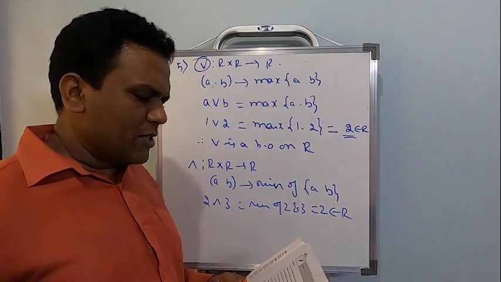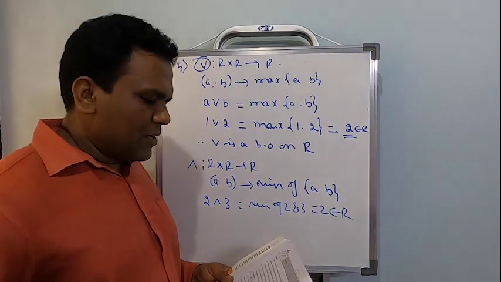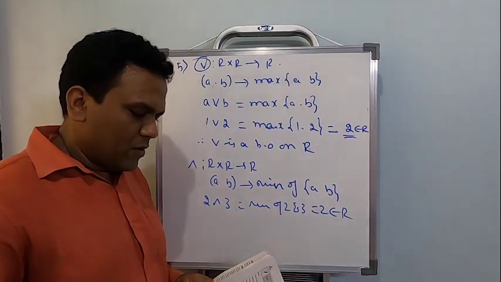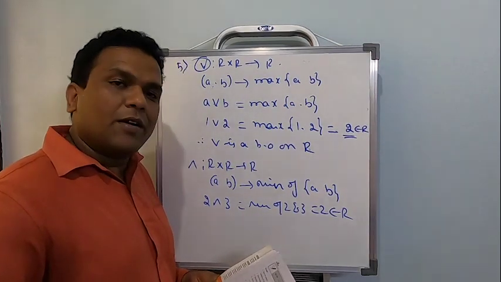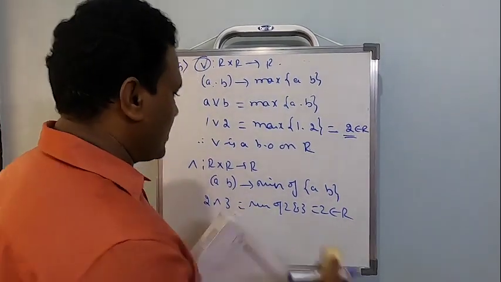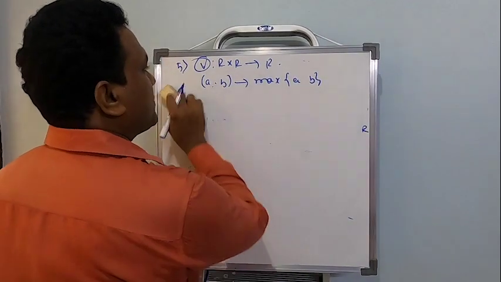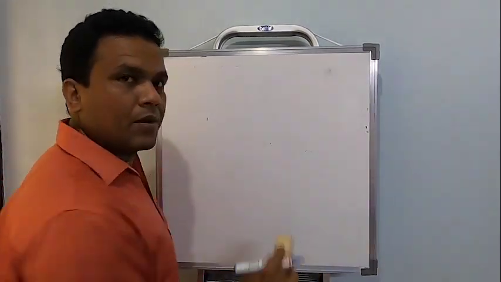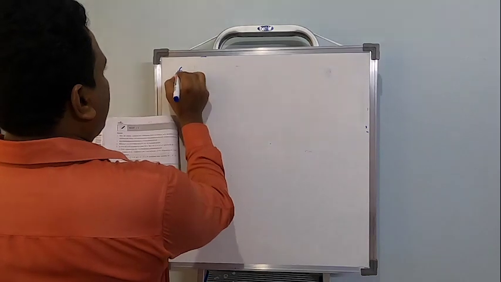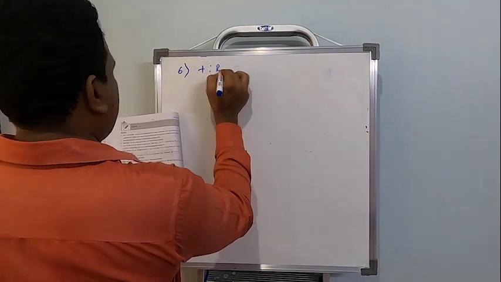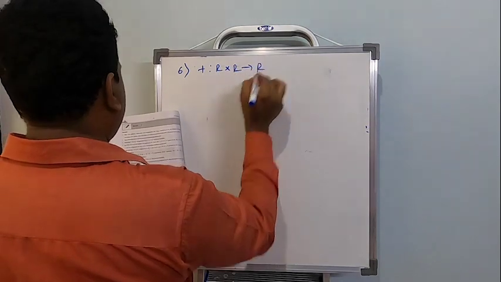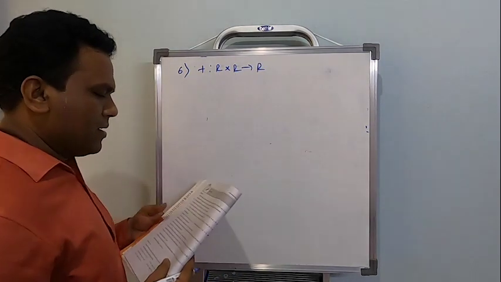So these are the problems based on binary operations. Still problem number 5. Now problem number 6 is going to be a problem based on commutative and associative. So let's check. Let me go for problem number 6. It says show that addition is a binary operation. Sorry, not binary, commutative you have to check.